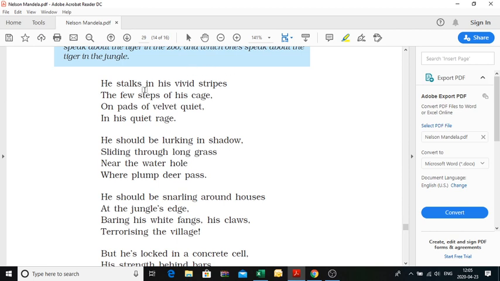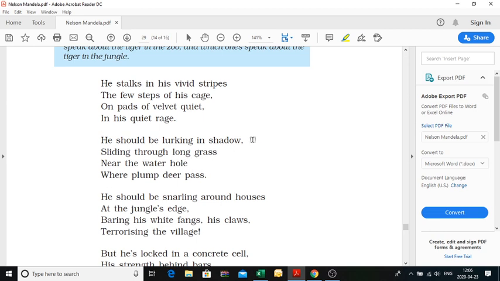But how? Look at this. Strips ends with S. Cage ends with E. Quite ends with T. So this is A. Here is B. Here we will mark C. Right? But here again in range, one more E is there that resembles the B one. So इसकी rhyme scheme क्या होगी? A, B, C and again B, right? So every stanza consists of this rhyme scheme.